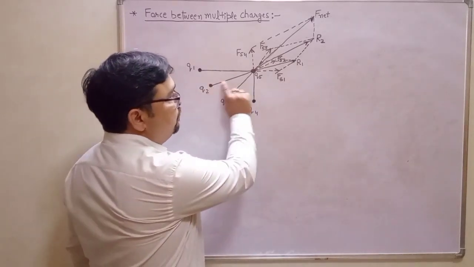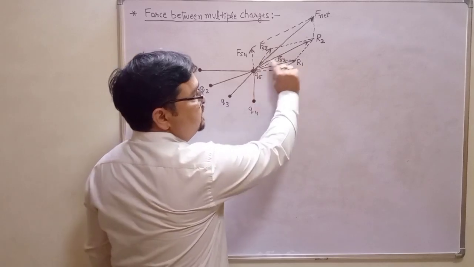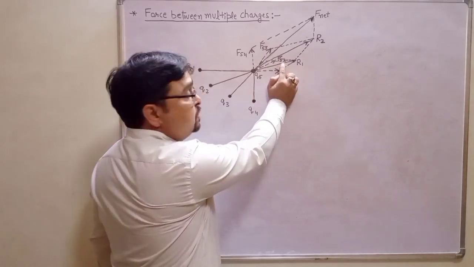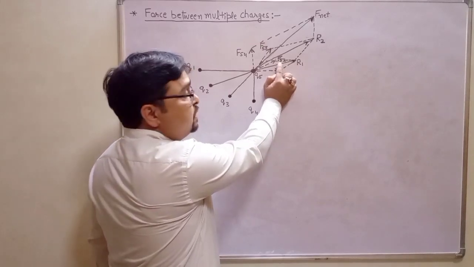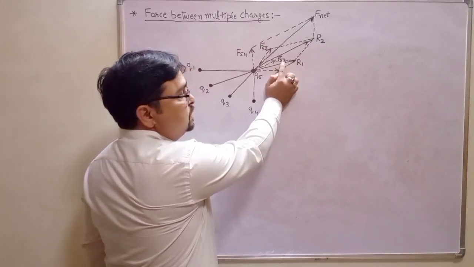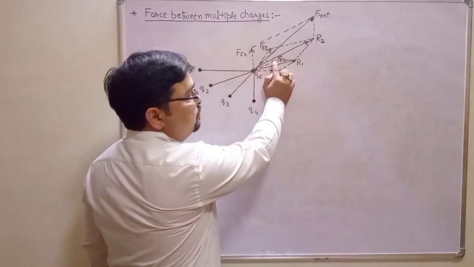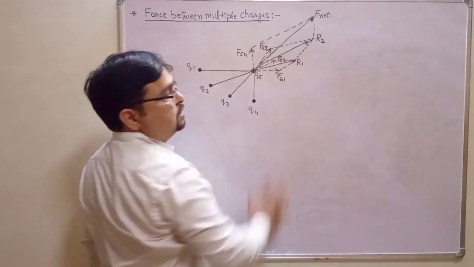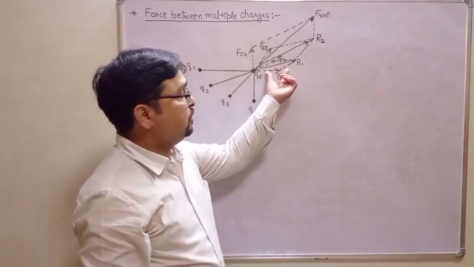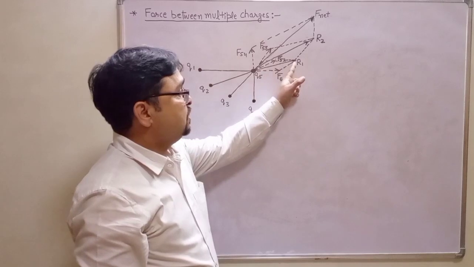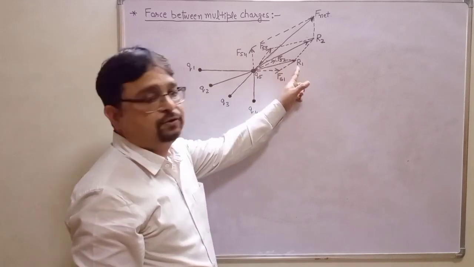Similarly, Q2 will repel Q5 in this direction. So let us say the force is F52, the force on charge 5 due to charge 2. The resultant of F51 and F52 is R1. Using the law of parallelogram, we can find the direction of the resultant of F51 and F52.